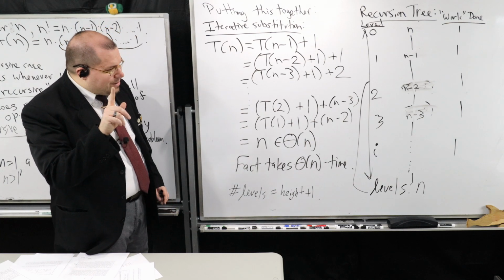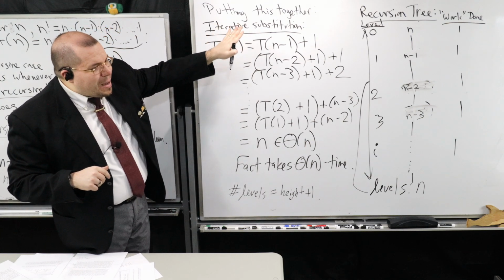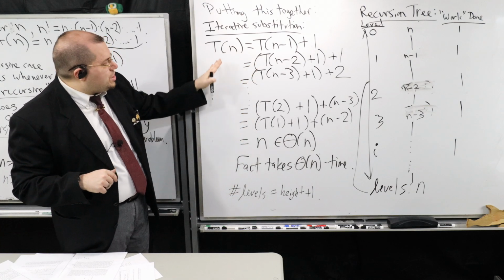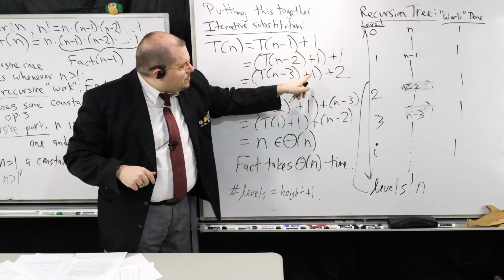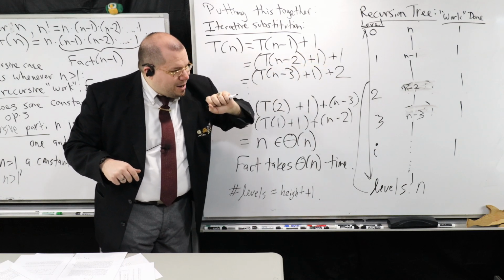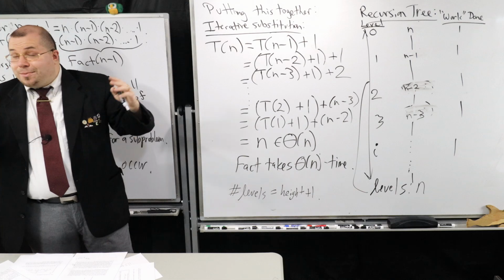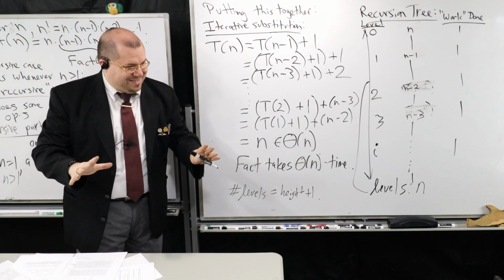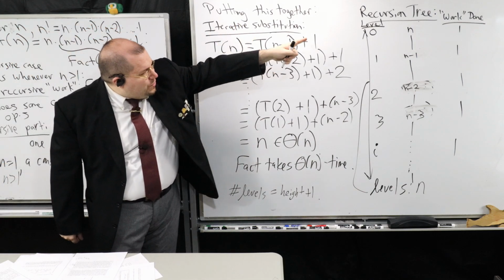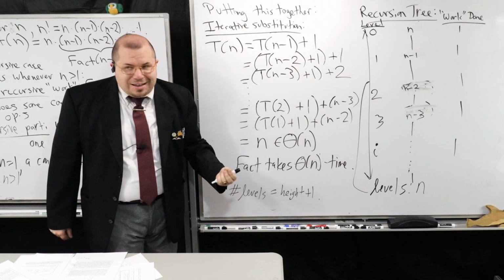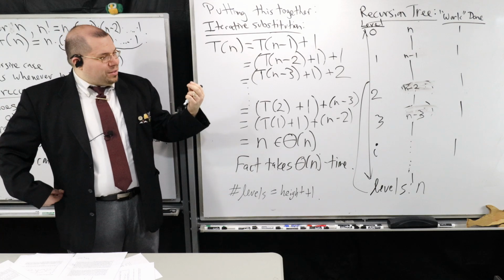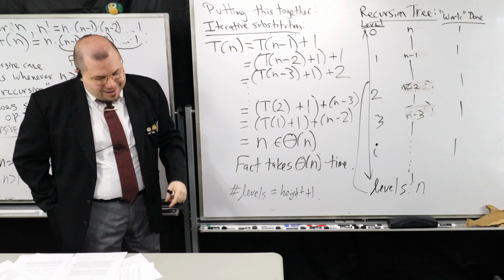I'll give you a hint. Just imagine it like I'm doing the iterative substitution here. Each time I make the recursive call, it introduces 1 every single time. You sum them together, exactly. That's how simple it is. You just add up all of the work done at each level of the tree. You know how many levels there are, so you just sum up over all the levels.